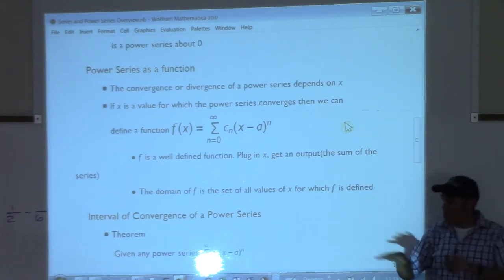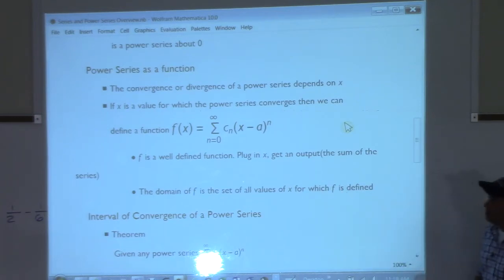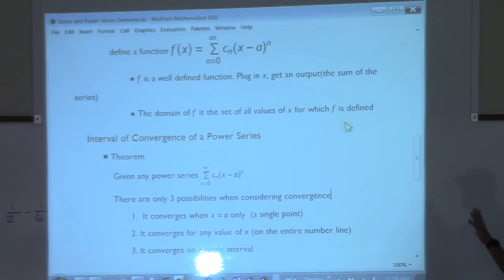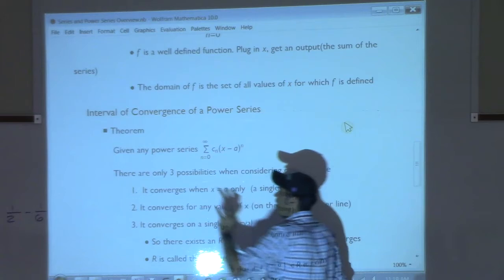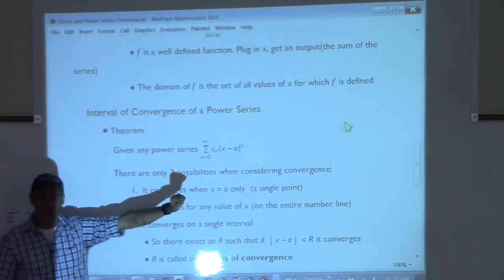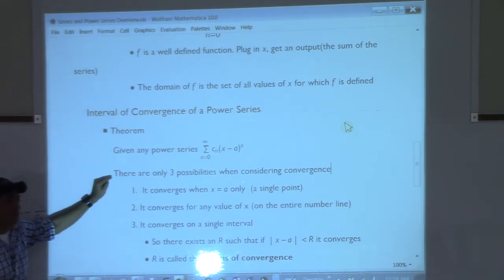Now this is where we started. We started this, we didn't really get into it. This is what we're going to get into today. And we are going to lead ourselves to this next thing. This is actually like the main result. And I'll put this back up here in a minute. But this is what basically happens. All right? This theorem says if you're given any power series, all right? Someone gives you a power series. There it is. There's only 3 possibilities when we talk about its convergence.